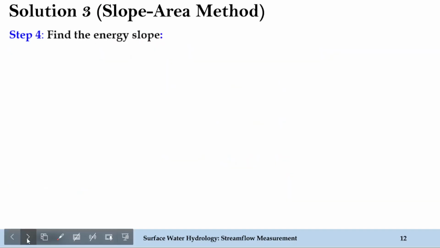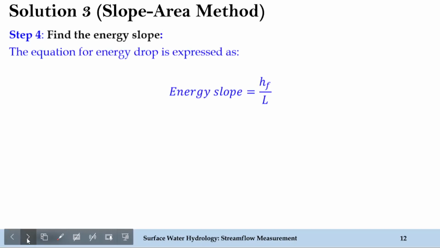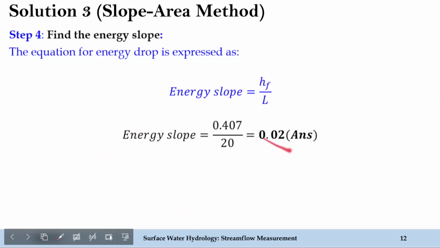Moving ahead, now let's try to find out the energy slope, and this is the equation for the energy slope, that is HF upon L. So in the previous step itself we identified HF. Okay, so HF value was 0.407, and now the length between these 2 points, that is section A and section B, this is what the energy slope that we need to find out between the two sections. So that length was 20 meter, which was already provided in the problem. So 0.407 divided by 20 yields 0.02, which is the energy slope.